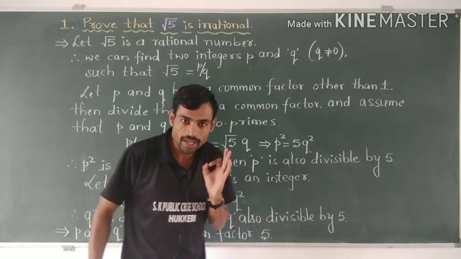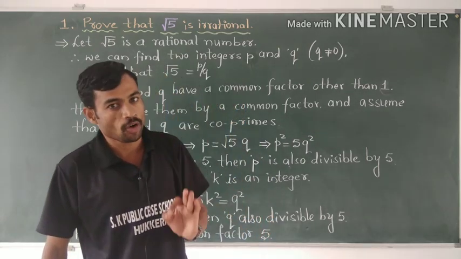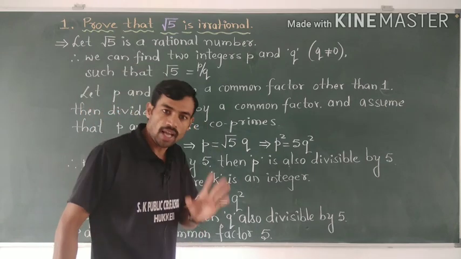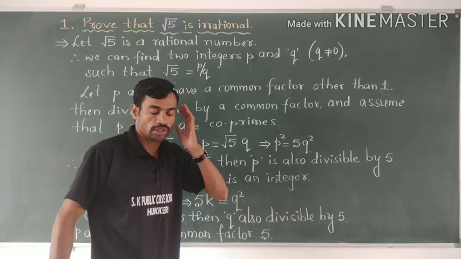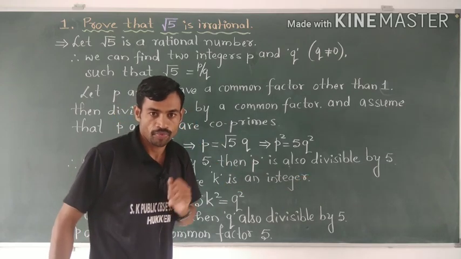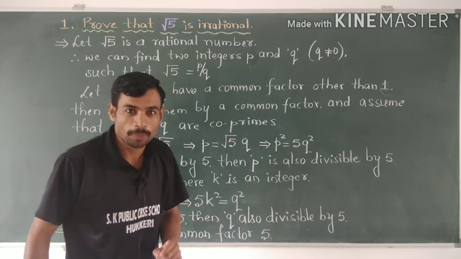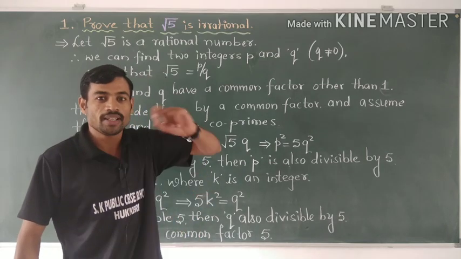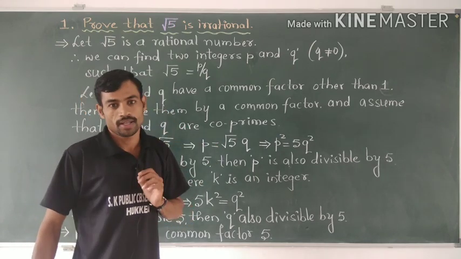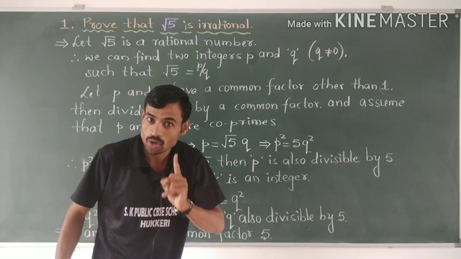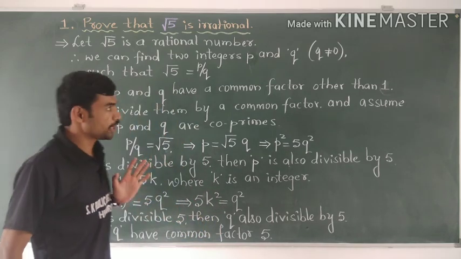First we have to keep in mind what irrational numbers are: the numbers which cannot be expressed in the form p by q, where p and q are integers and q is not equal to 0. And the second point to keep in mind is that if p is a prime number and a square is completely divisible by p, then a is also completely divisible by p.